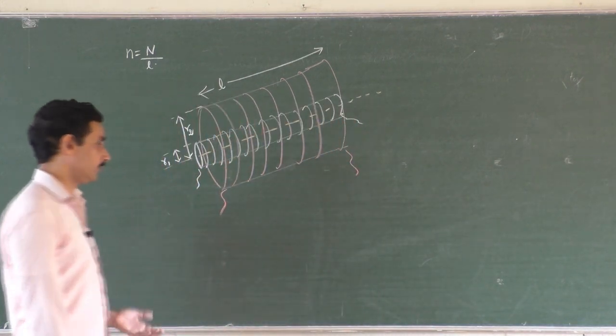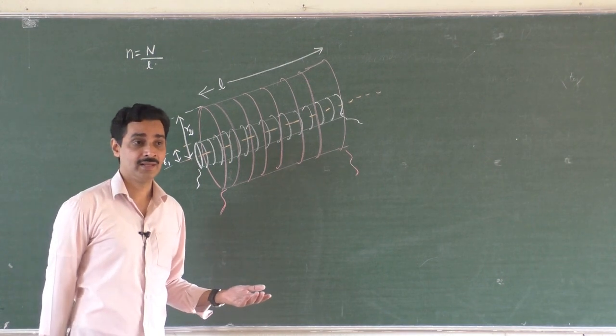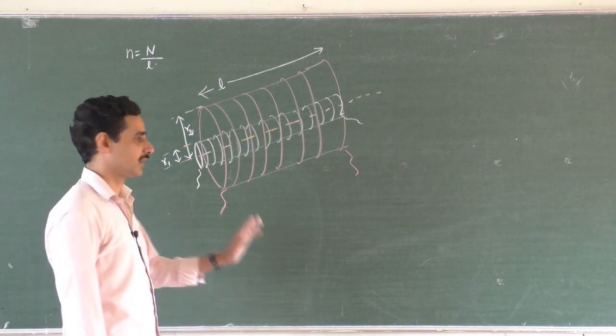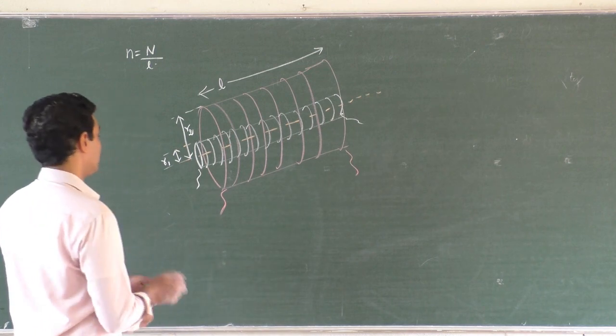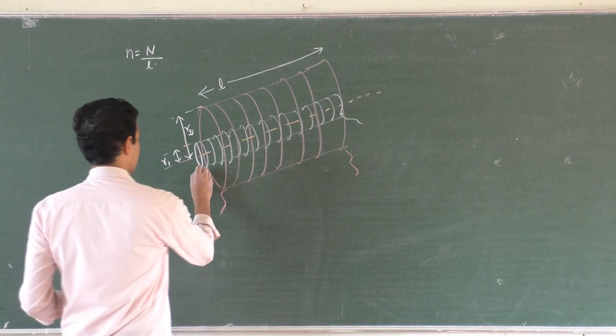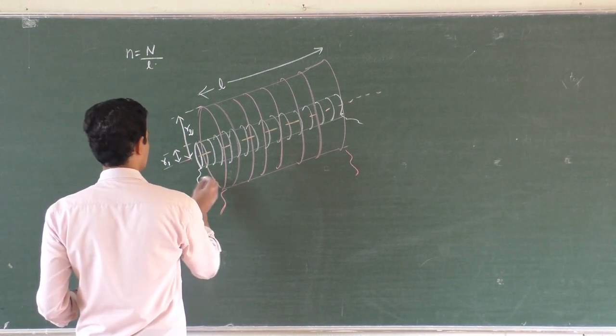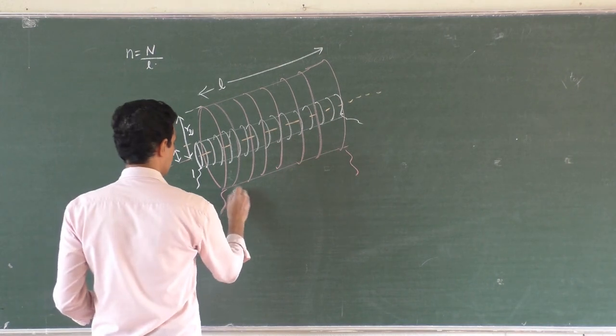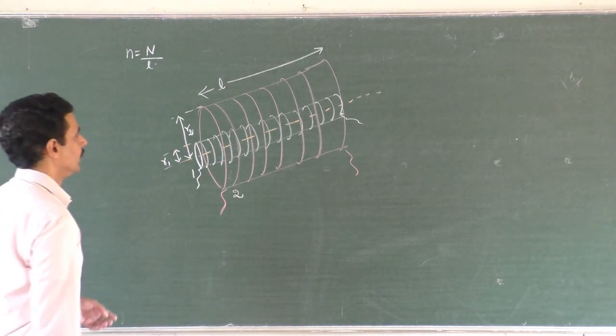So how is it so? We will come to know that mutual inductance between a pair of coils is always the same, whether you take the primary or secondary, if you interchange it. So I will call this coil 1, because I have named it R1, and this coil 2.